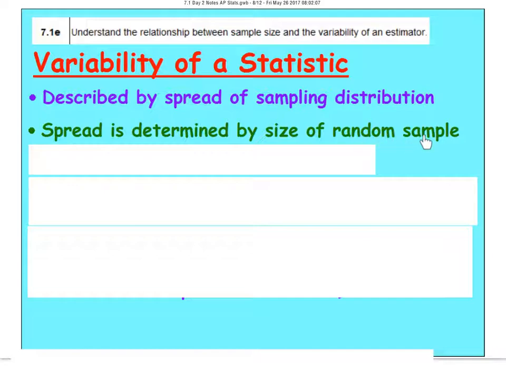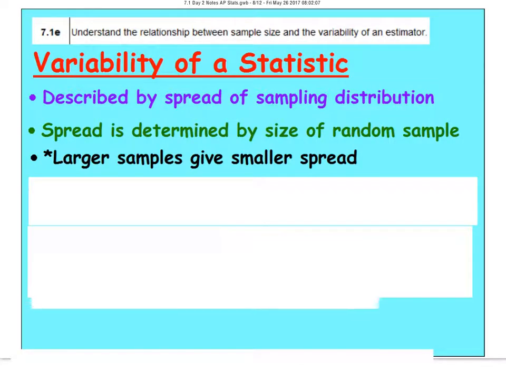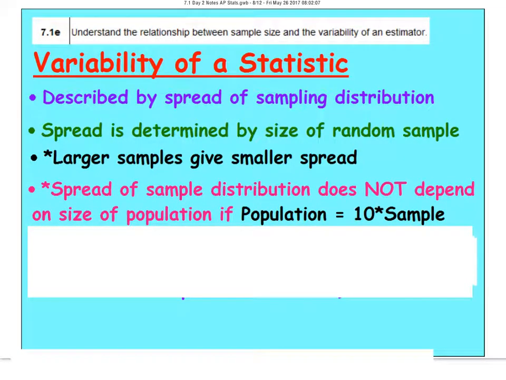How big of a sample are you taking? As we saw in the previous slide, larger samples give smaller spread, because the sample is looking more like the true population. Key thing here: the spread of a sampling distribution does not depend on the size of the population.